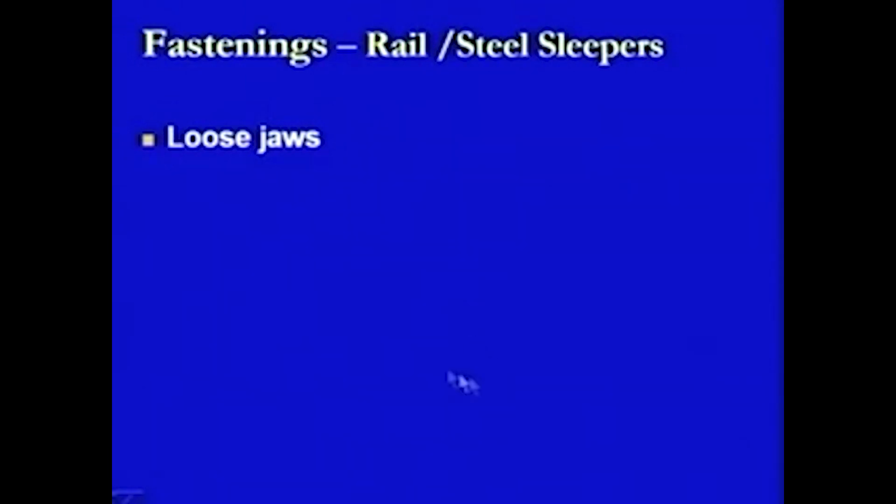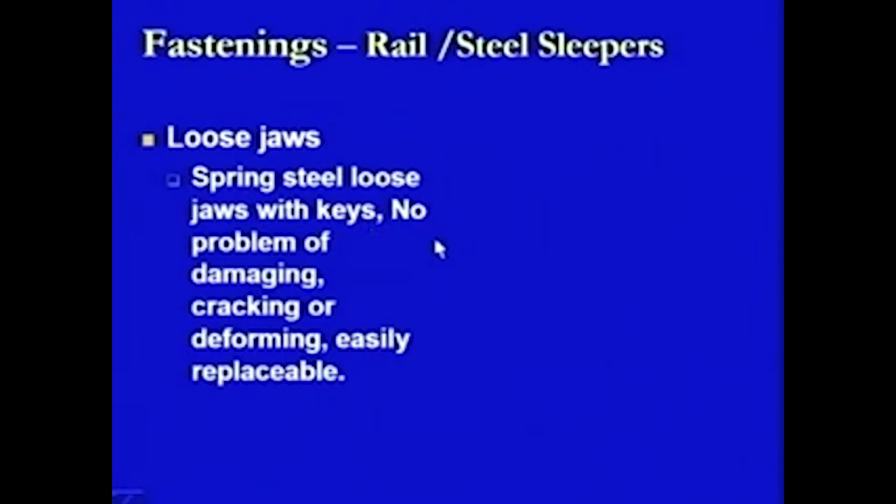Now, we come to another category of connectivities. This category of connectivity is between rail and the steel sleepers. Here the first thing to be used is a loose jaw. Loose jaw is a spring steel loose jaw with keys. There is no problem of damage with these types of loose jaws, there is no cracking or deforming, and they are easily replaceable.